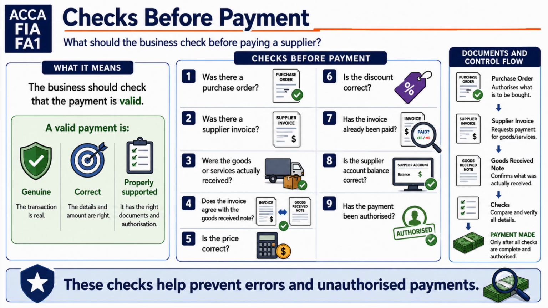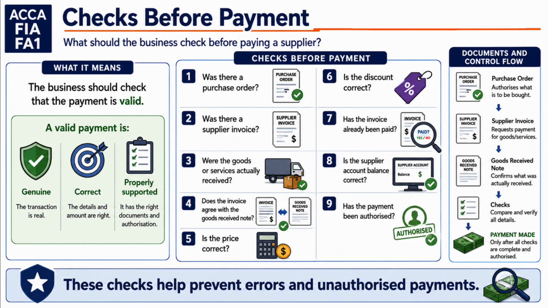Checks before payment. Before a supplier is paid, the business should check that the payment is valid. A valid payment means the payment is genuine, correct, and properly supported. The business may check: Was there a purchase order? Was there a supplier invoice?